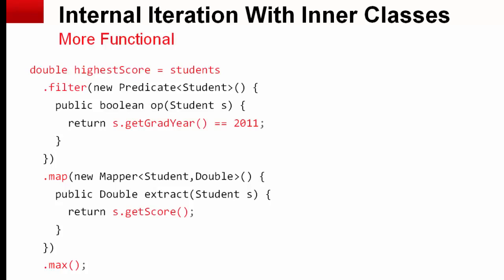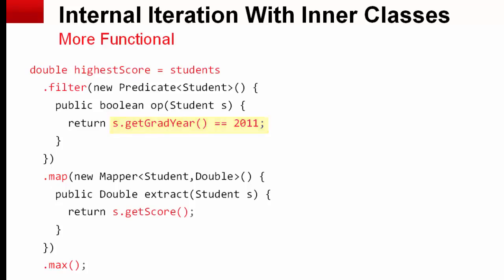So now what we're doing is we're taking our collection of students and not using an explicit loop. Now we're passing the collection of students' records to a filter method. And the filter method is told how to do the filtering using a predicate interface. The predicate interface has a single method, and we use an anonymous inner class to define what that method is going to do. So in this case it's a method called op, takes a student as a parameter, returns Boolean. We compare the graduation year of our student to 2011.